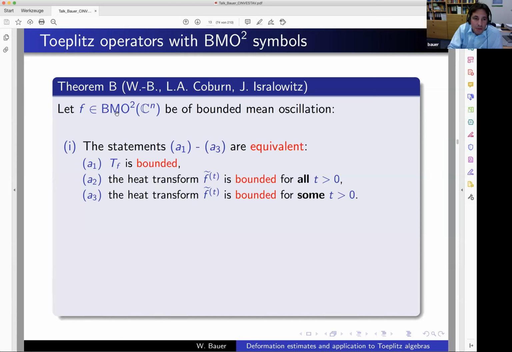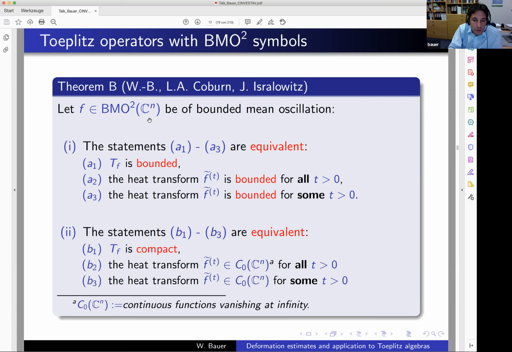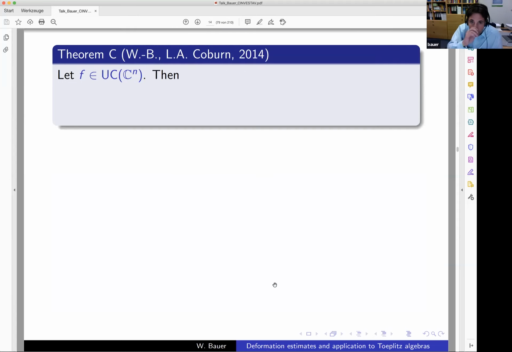But this happens under this BMO condition here. And there's an equivalent or a similar statement if you replace boundedness by compactness. So the operator is bounded, compact, if and only if the heat transform is vanishing at infinity for all times t, if and only if it is vanishing at infinity for some fixed time t. That's all the same.